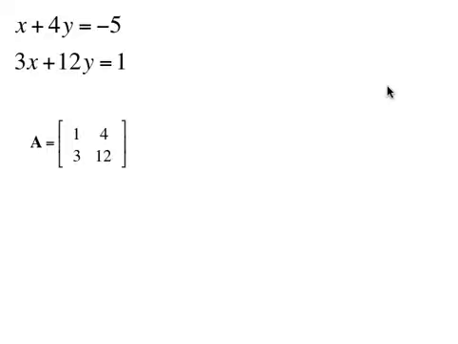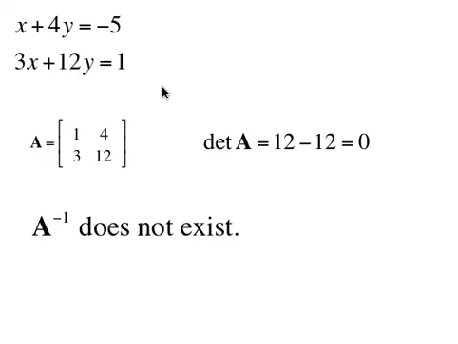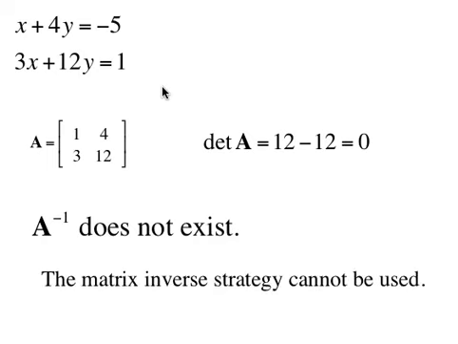To answer that question, we've got to take the determinant of A. 1 times 12 is 12. 3 times 4 is 12. The determinant of A is 12 minus 12, which is 0. And normally speaking, that would be the denominator of all 4 slots, but you cannot divide by 0. In fact, if the determinant is 0, the matrix does not have an inverse. So if there is no A inverse, you cannot use this matrix inverse strategy.